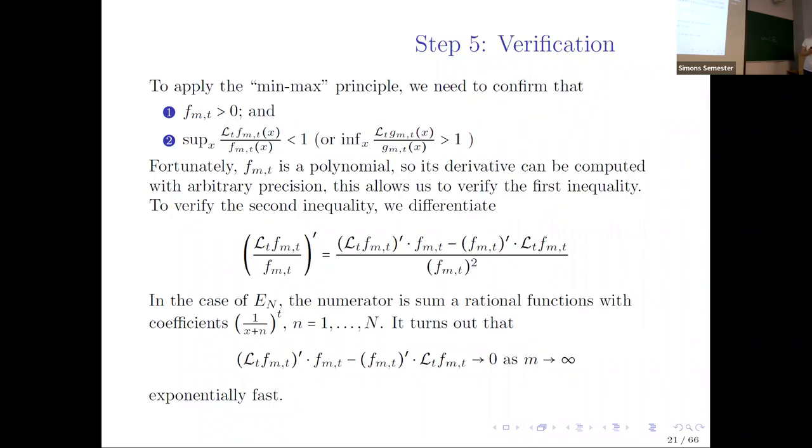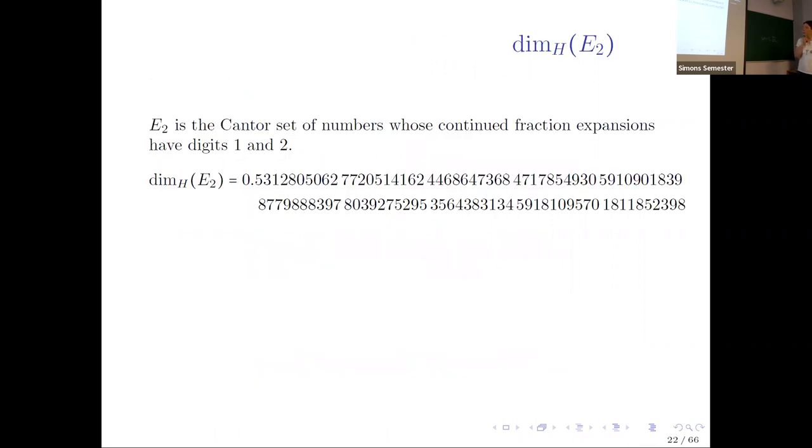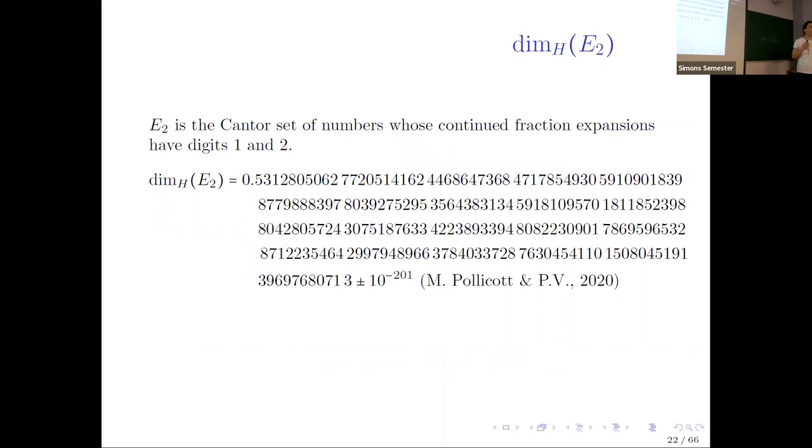Okay, since this is about the method, now I'm going to talk a bit about the results that we managed to obtain. First, we wanted to showcase how good we get. We computed about 200 digits of the Hausdorff dimension of the set E2. Why is that? Exactly just to show off.